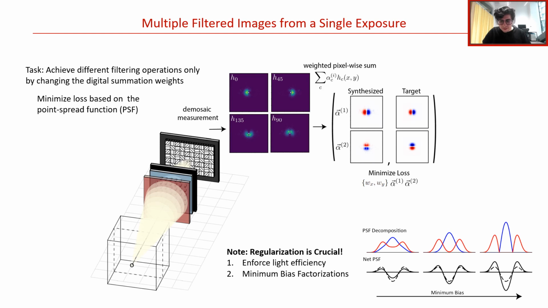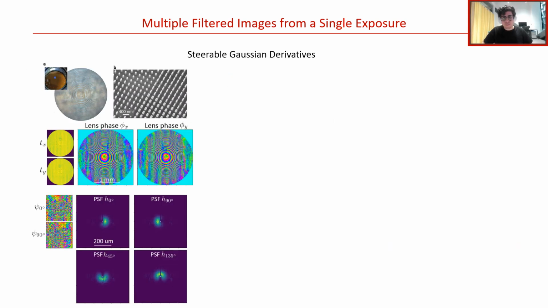And this condition is something known as the minimum bias signal. Without doing this, it is likely that the filter operation will not work in the presence of measurement noise. After running the optimization, we then learn a metasurface like that shown on the left.